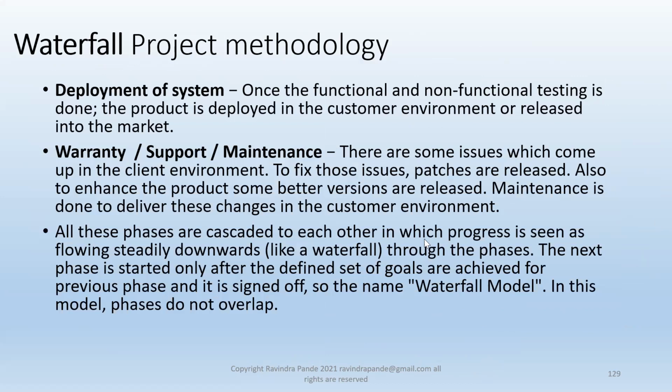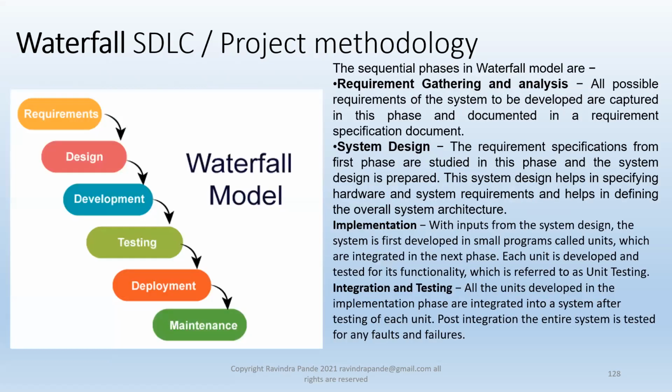And here we have waterfall explained in terms of textual thought process, where we'll try to understand how this waterfall is really helping us achieve the best possible development. Once functional and non-functional testing is done, the product is deployed. Here we have requirement gathering and analysis, where we collect all possible requirements of the system to be developed, captured in a phase and documented in a requirement specification document.